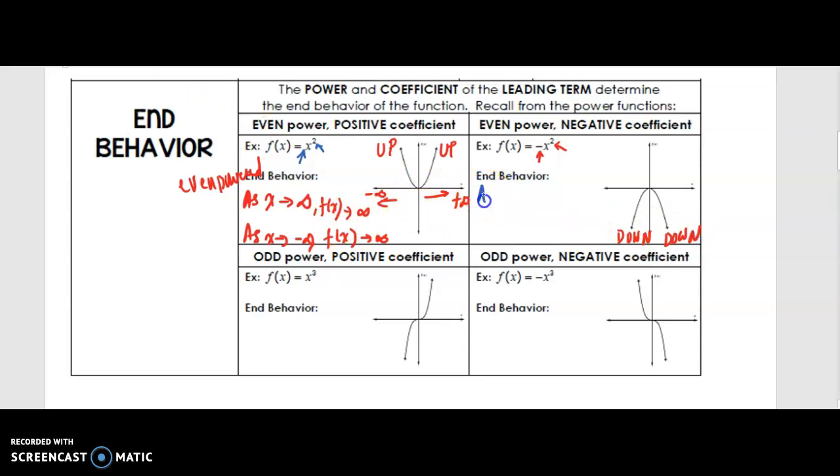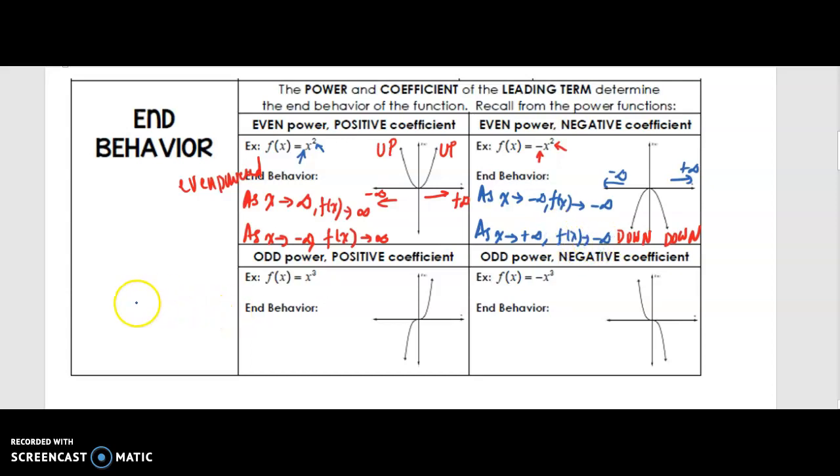You would say, as x approaches, now we'll do the negative side first. There's no hard and fast rule which should be written out first. As x approaches negative infinity, f of x approaches negative infinity. And as x approaches positive infinity, f of x is still going down, isn't it? f of x approaches negative infinity.